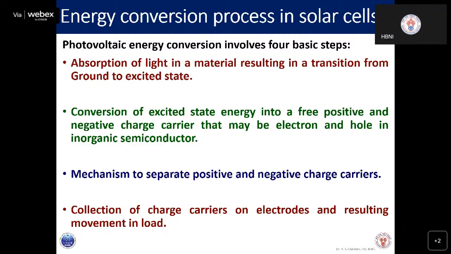And once this has been collected at the electrodes, if there is a load applied in the circuit, these are bound to move through that load.